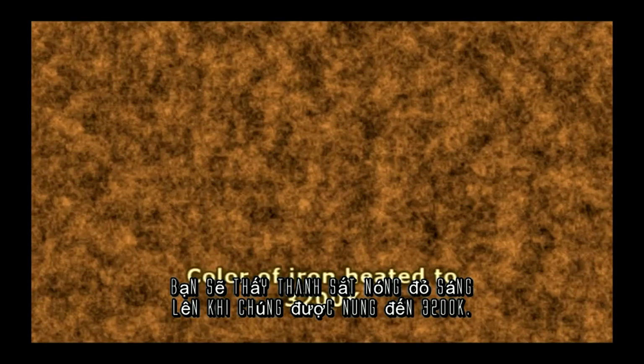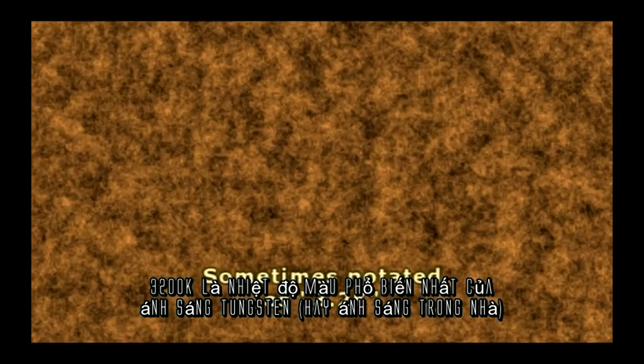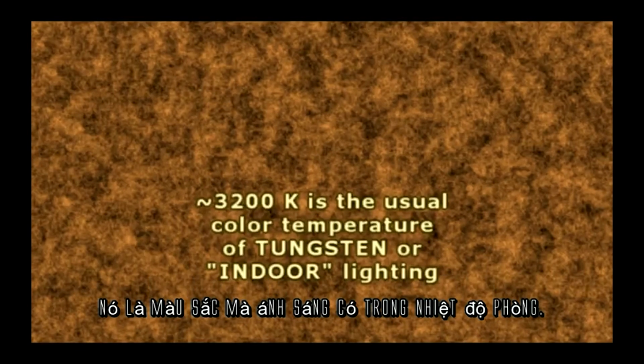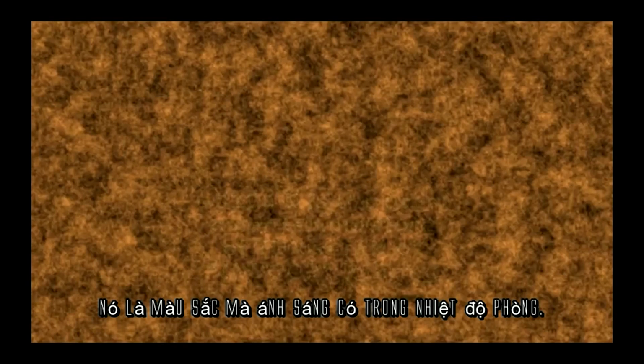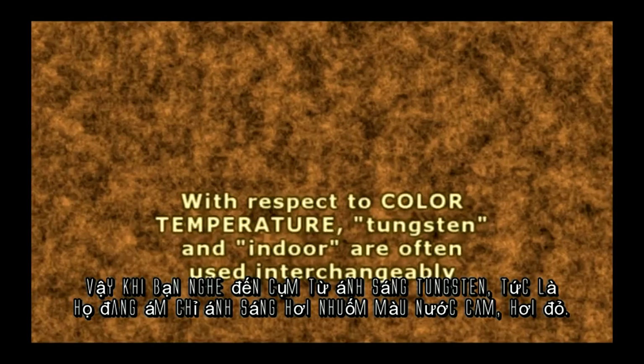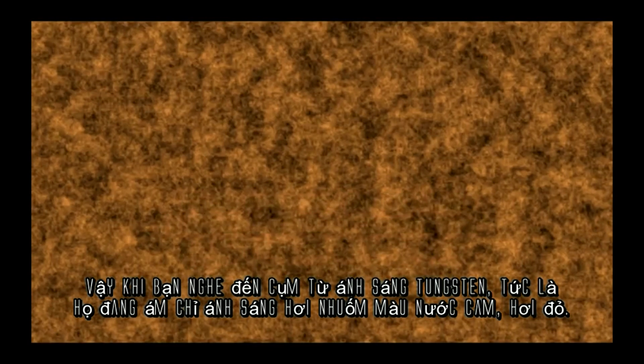And that is 3200 K, or you might hear it referred to as 3.2 K. It's referred to as tungsten or indoor lighting because oftentimes when you're shooting indoors, you're shooting with tungsten lighting. It has basically the same color that that block of iron would take on at that temperature. So when you hear of tungsten lighting, that's what it's referring to, kind of an orangish reddish glow.